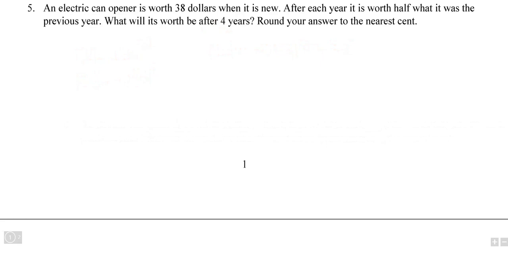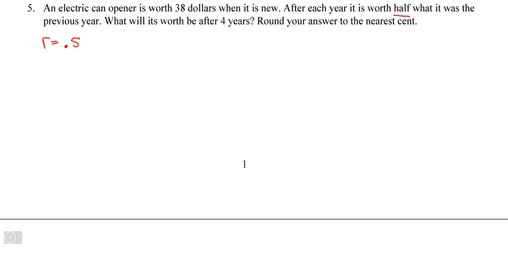All right, the fifth and final question says, an electric can opener is worth $38 when it is new. After each year, it is worth half what it was the previous year. What will its worth be after 4 years? Round your answer to the nearest cent. All right, so we already know what r is, because here it says, after each year, it is worth half what it was the previous year. So we know our r, the number we're multiplying by, is 0.5, half.